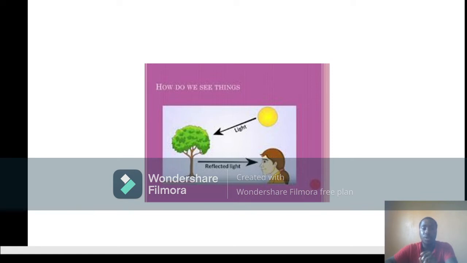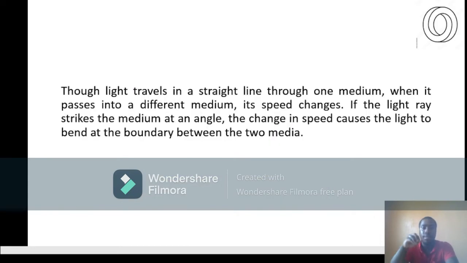So when you're looking at the tree, you are not looking at the source directly; you are looking at the tree, the object, and you are able to see that it is a tree because of the light that is reflected from it to your eye. So you can already see that through light traveling in a straight line from one medium to another, the speed must also change, because some of it, as I've told you in that tree, is absorbed, and some of it is reflected back into your eyes. Also, if the light ray strikes the medium at an angle, the change in speed causes the light to bend at a boundary between the two media.